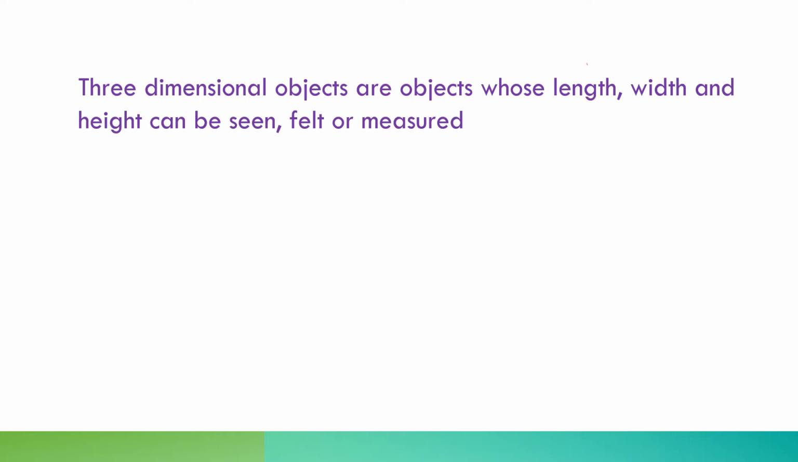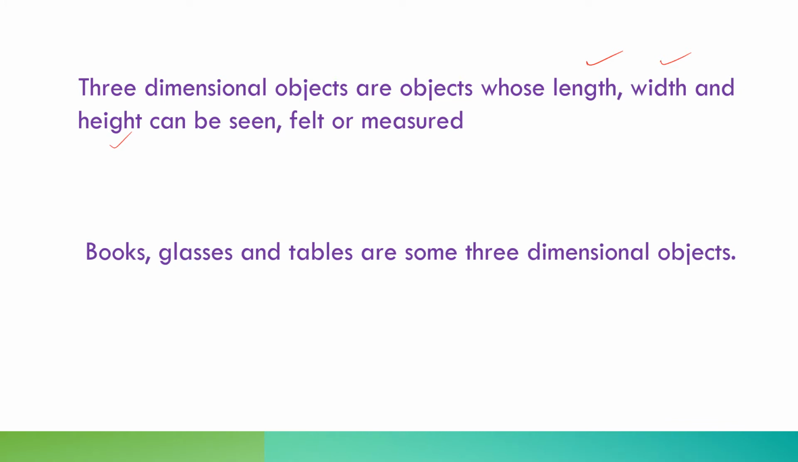When it comes to three-dimensional, as I told, length, width and height all will come into action. Books, glass, table are some three-dimensional objects. Books. If I show you books, you will understand. I made a drawing of books, three-dimensional. I kept the book in such a way that you feel that it is three-dimensional. Look at it. Length is there, breadth is there, depth is there, or width is there. This kind of figures are three-dimensional figures. I think you are able to understand.